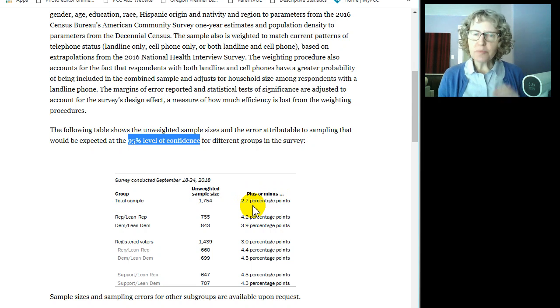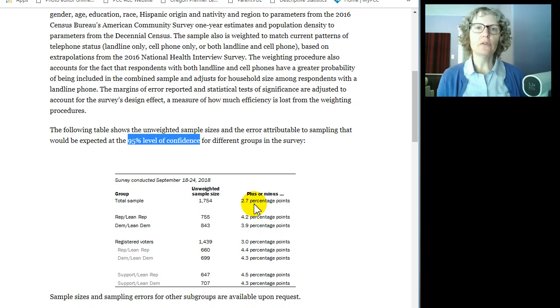It's usually in the fine print down at the bottom. It says plus or minus 4, plus or minus 1, plus or minus 2.5, something like that. This is for, I just want to focus on the total sample, the whole group, which was the 1754. But you can see it varies. The margin of error varies depending on different factors. So for this total group sample, they're saying it's plus or minus 2.7 percentage points.